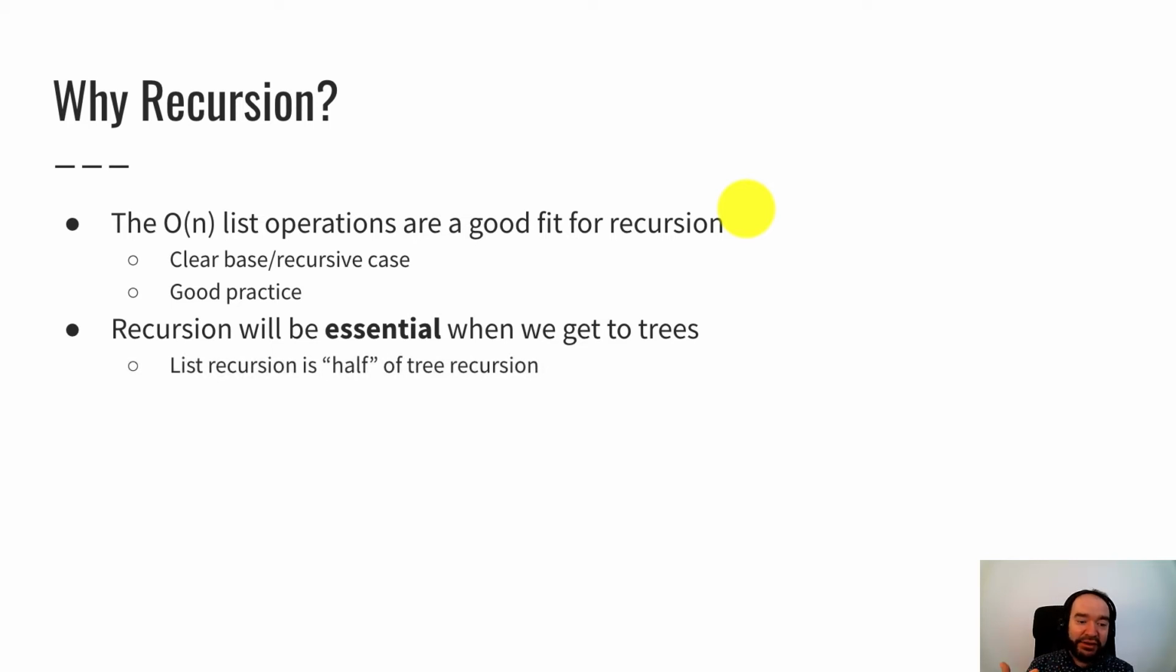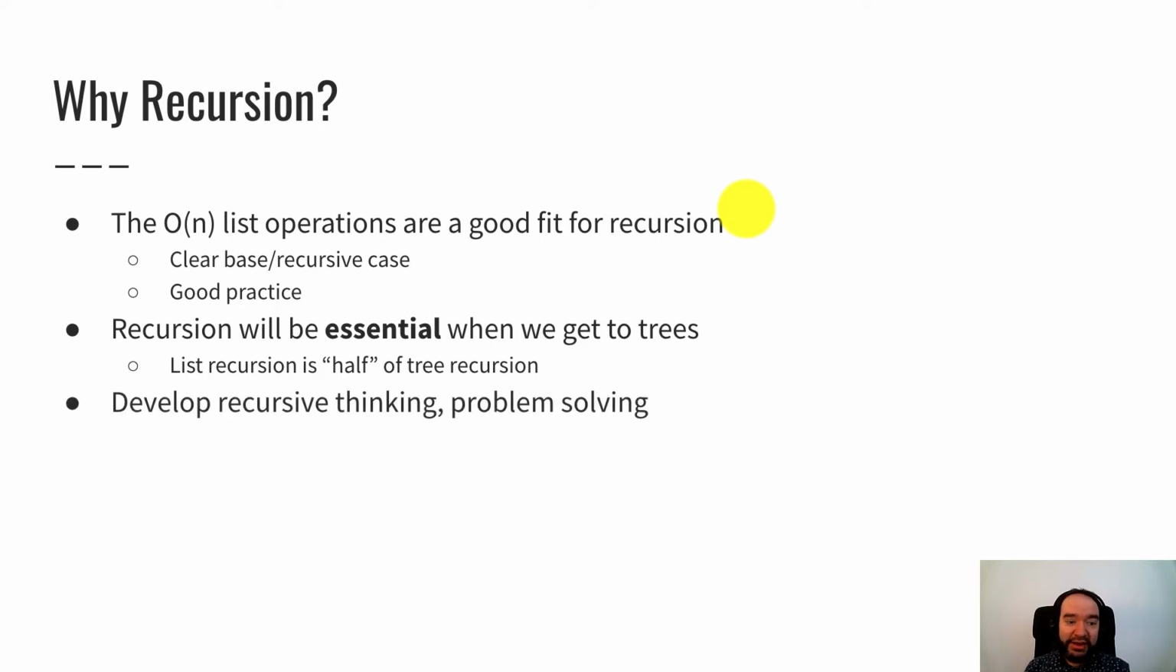So list recursion is sort of half of tree recursion. Binary trees are kind of like linked lists, except they have two pointers instead of one. So singly linked list recursion is kind of halfway there. So it's a good stepping stone to get up to recursive thinking on trees. And this exercise of doing list operations on linked lists will help you develop your recursive thinking and problem solving.